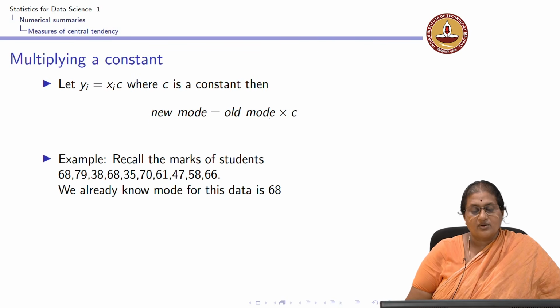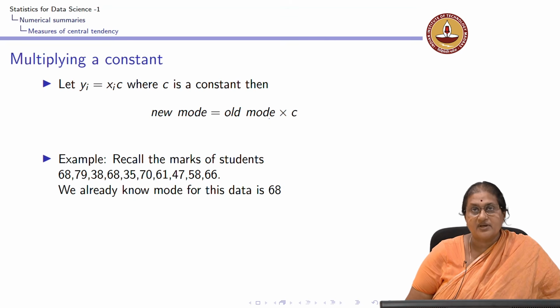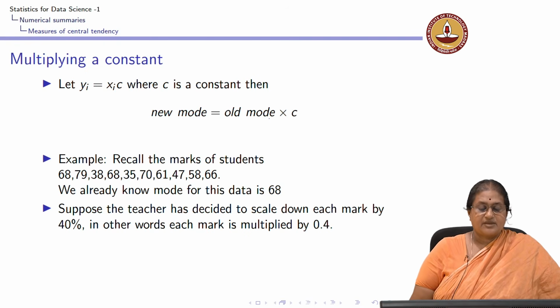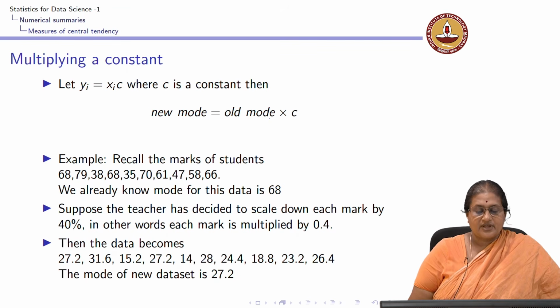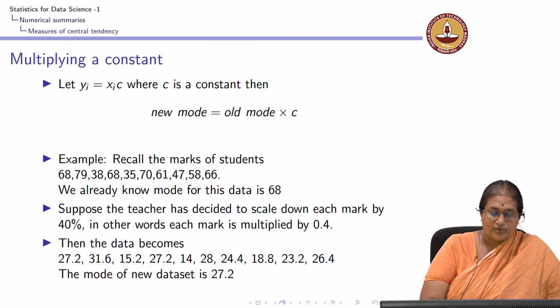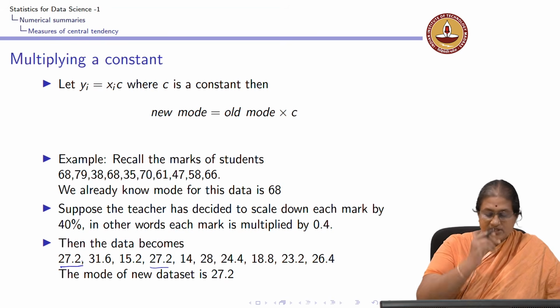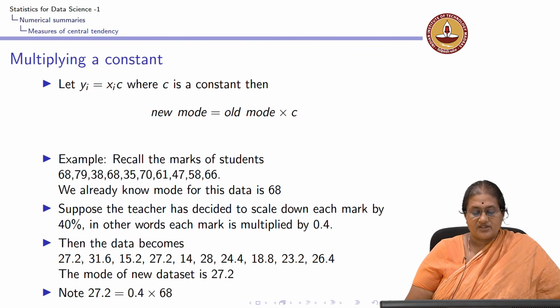So again, recall the example. The mode is 68. This is what we saw from the earlier table example. Now, if the teacher decides to scale down each mark by 40% and each mark is multiplied by 0.4, the data set becomes the following: 27.2, 31.2, and so on. The new mode is 27.2. This appears twice and we can verify that this 27.2 is 0.4 times 68.